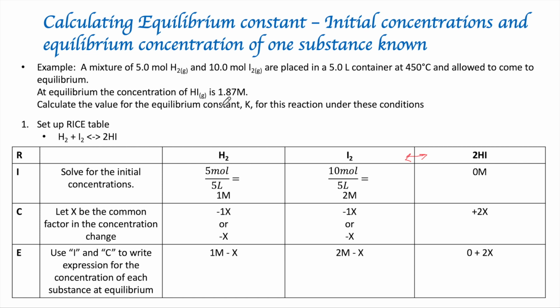Now, the other key thing is at equilibrium, it had a concentration of 1.87 molar. So at equilibrium, the concentration of hydrogen iodide was 1.87 molar. We'll get to that here in a little bit.